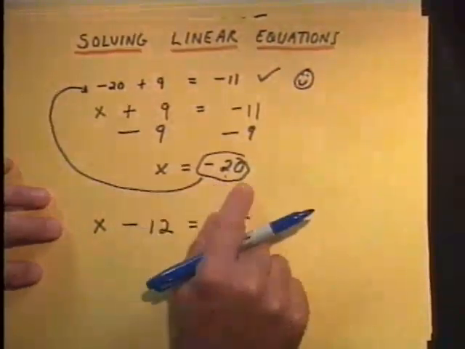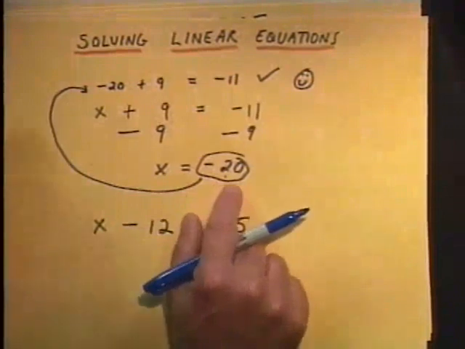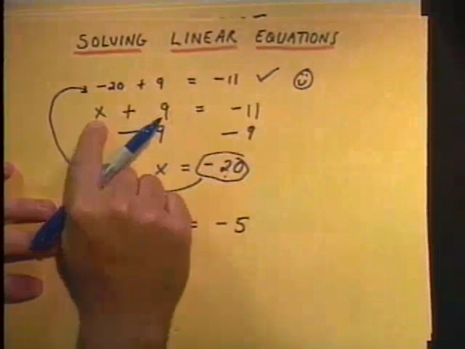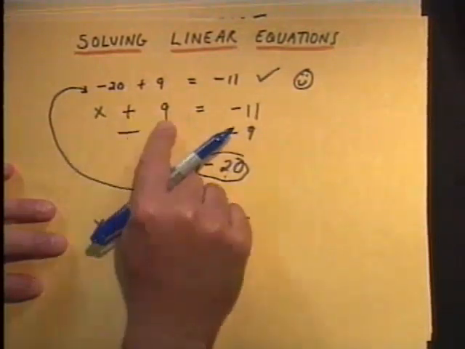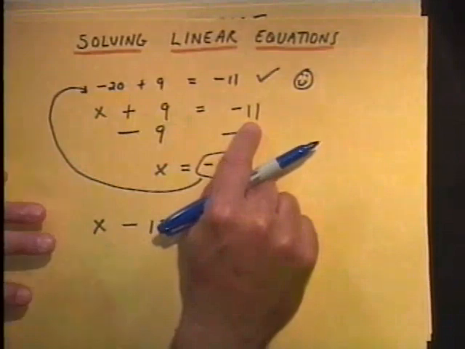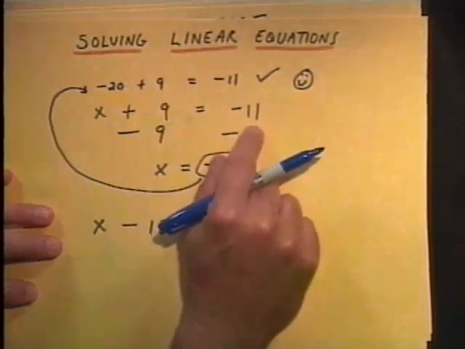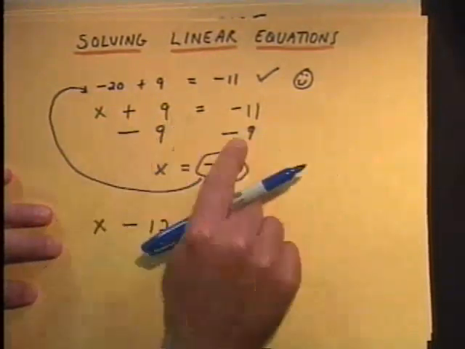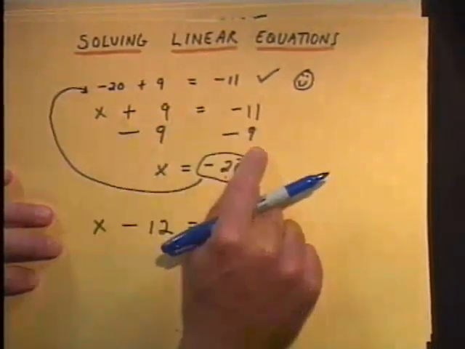Now let's say you messed up. Let's say you came up with positive 20 instead of negative 20 here. You made a sign error. If I were to put positive 20 up here, 20 plus 9, that sure isn't going to give me a negative 11, so I would know to go back and rethink this. All right, so to attack addition, use its inverse, subtraction, on both sides.